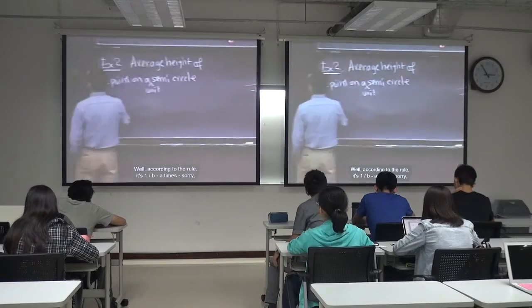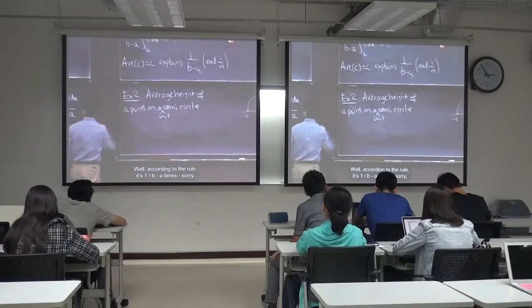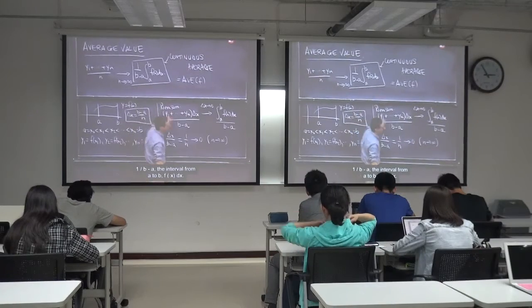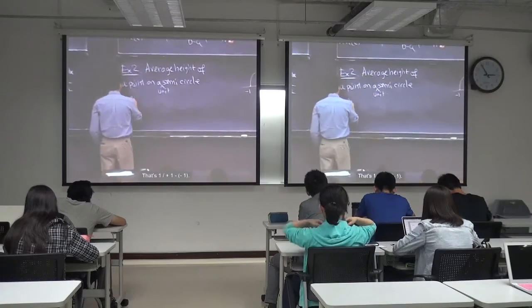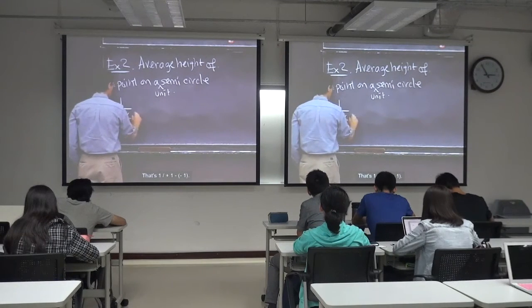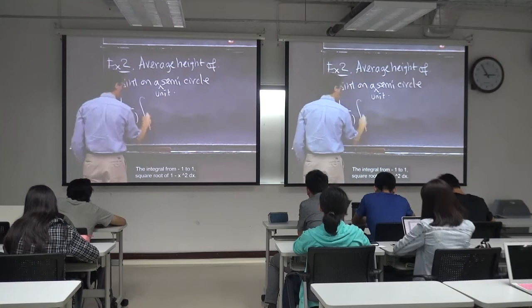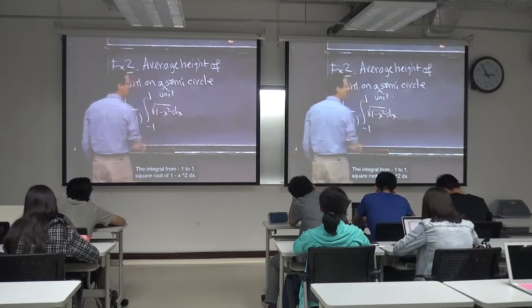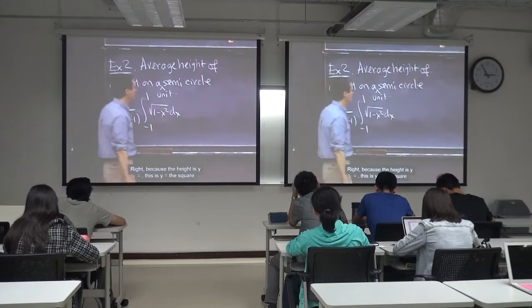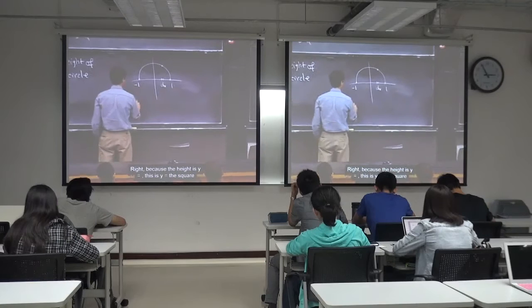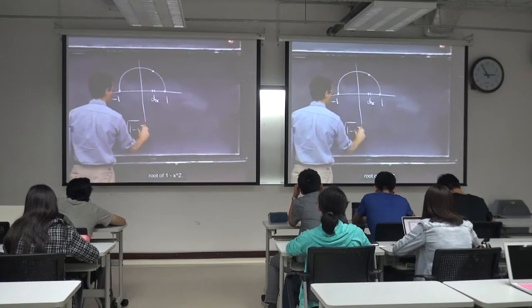Well, according to the rule, it's up here in the box. 1 over b minus a, the integral from a to b of f of x dx. That's 1 over plus 1 minus -1, the integral from -1 to 1 of the square root of 1 minus x squared dx. Right? Because the height is y, and y is equal to the square root of 1 minus x squared.